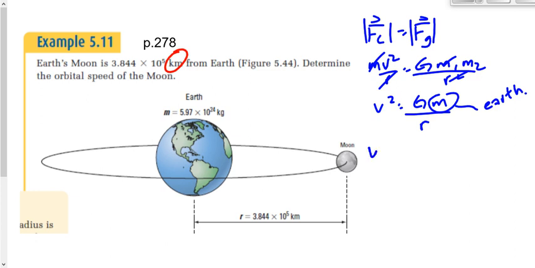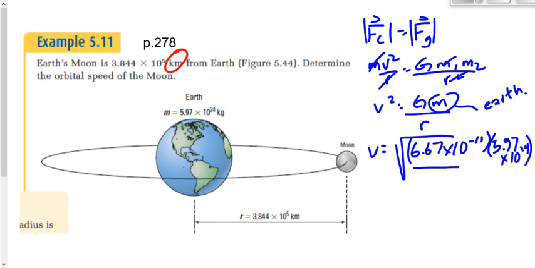So we're going to say v is equal to the square root of 6.67 times 10 to the minus 11 times the mass of the Earth divided by r, which is 3.844 times 10 to the 8 meters, because we've got to convert that kilometers to meters. Take a guess. Before we calculate this, what do you think we're going to get?